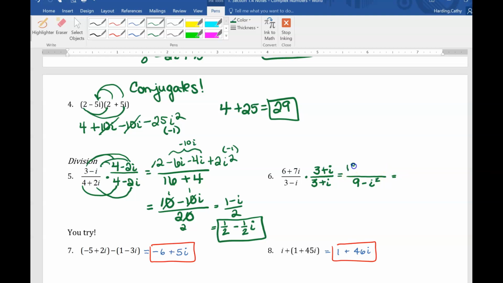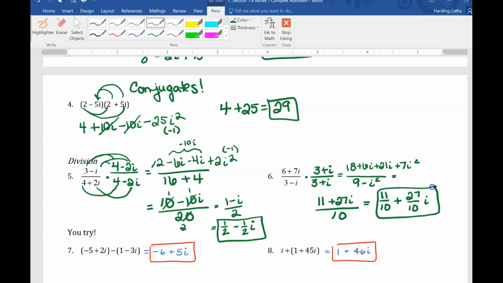In the top, I have 18 plus 6i plus 21i plus 7i squared. So in simplifying this in the top, remember i squared is negative 1, so this is like minus 7. 18 minus 7, 6i plus 21i. And then in the bottom, 9 minus negative 1 is 9 plus 1. Breaking this into the real part of the complex number and then the imaginary part of the complex number.